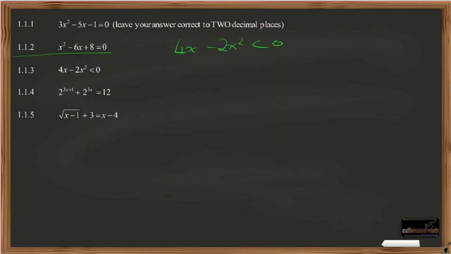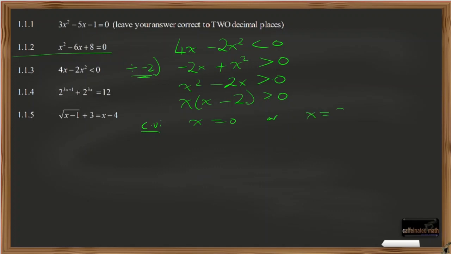Well, here we have a quadratic inequality. Let's just rearrange everything by dividing the entire equation by a negative 2. Well, we'll have minus 2x plus x squared being greater than 0 because we divided by a negative, and rearranging that just makes more sense. And the factorization obviously is going to give us x multiplied by x minus 2 in brackets. Well, from there it's just a case of our critical values again. So we have x being equal to 0 or x being equal to 2.